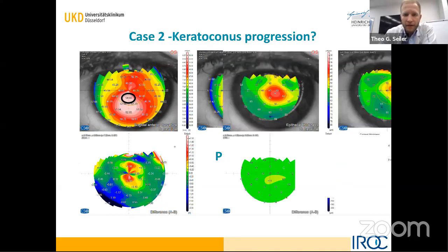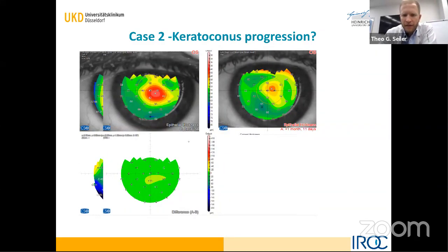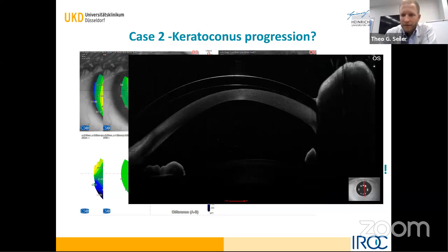However, if you have a look at the epithelium map, we can see that there's an increase of 11 microns. So progression and an increase in epithelium thickness, what happened here? Especially if we consider a thickening of more than 25%. And there it's important to always talk to the patient. This patient just had a scleral contact lens fitting, which is creating a pseudo progression, which is actually not true. So do not only rely on the pictures that you acquire, but also talk to the patient, please.